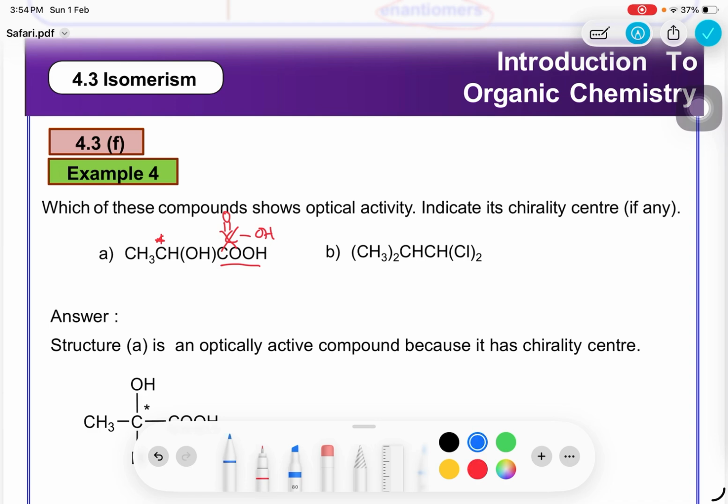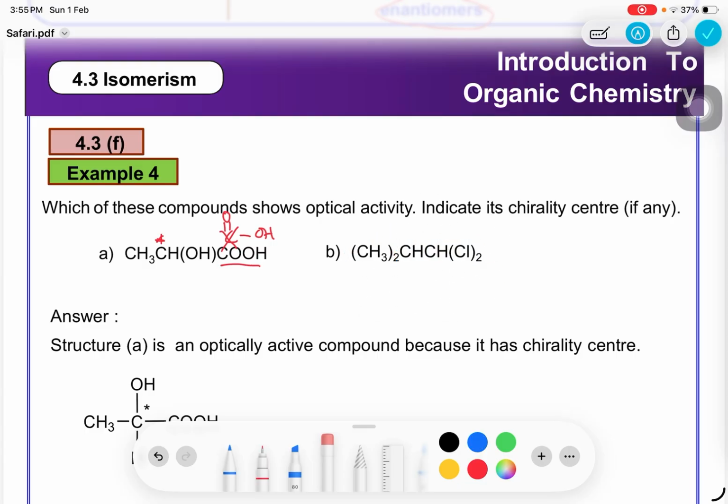Okay, next one we go to B. This carbon definitely is not a chiral carbon because of 3 similar groups. So we move to the next one, the second carbon here. This carbon also is not a chiral carbon because one group is hydrogen, the second group is CHCl2, and the third and fourth groups are CH3. That means they have 2 groups which are similar. So this carbon also is not a chirality center.